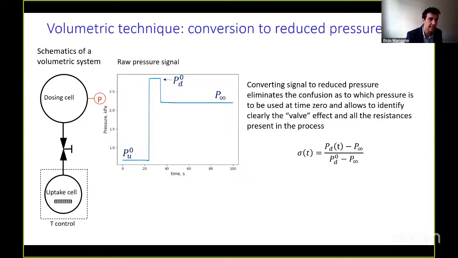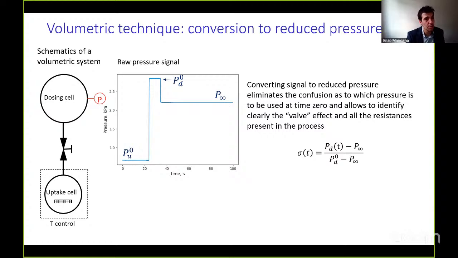A better way of converting the signal for a volumetric system is instead to use the reduced pressure. In this case, you make no assumption of the initial equilibration between the volumes of the dosing cell and the uptake cell, and use directly the information that you have from your pressure signals. So the reduced pressure uses the P infinity at equilibrium, the P signal during the time that the absorption takes place, and the P0 before opening the valve, so the P0 in the dosing cell. In this case, there is no assumption, and you can clearly identify if there is a valve effect and if you should consider it in your analysis or not.